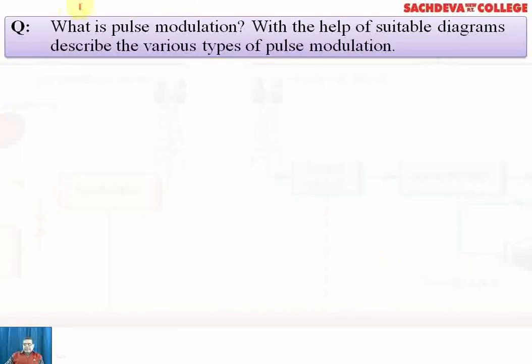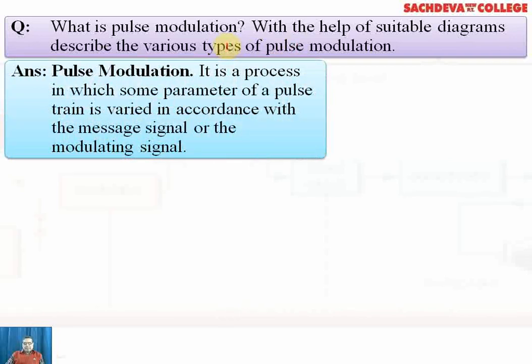Now, our next question is related to pulse modulation, with the help of a suitable diagram. We have to describe the various types of pulse modulation. Pulse refers to a very small wavelength or very high frequency. Pulse modulation means the modulation is mixing of the signal, and those mixed signals are transmitted in the form of very small pulses. That is, the wavelength will be very small.